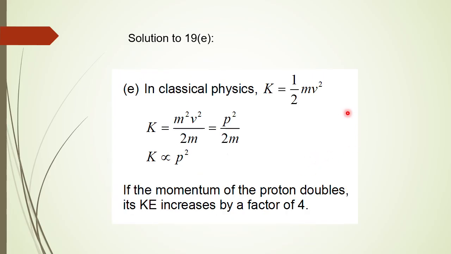Part E, we're supposed to prove using classical physics that when momentum doubles, Ke increases by 4 times. Well, that's quite easy because kinetic energy is p squared over 2m. You can do this derivation yourself, but you'll end up with the equation that kinetic energy is p squared over 2m. So kinetic energy should be proportional to momentum squared. So of course, if momentum doubles, kinetic energy quadruples.